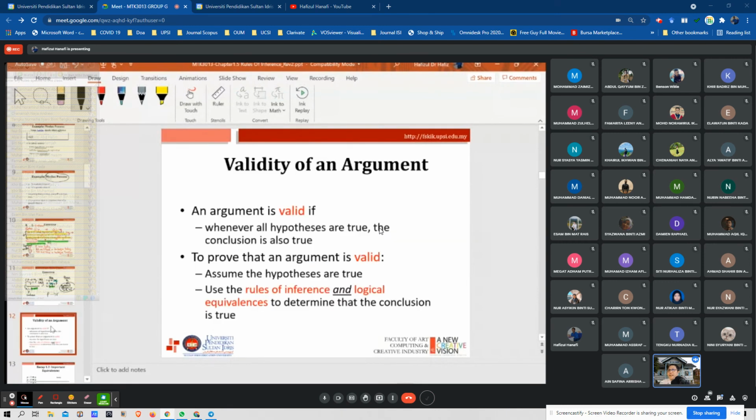For the validity of an argument, an argument is valid if whenever all hypotheses are true, the conclusion is also true. Make sure you have a hypothesis and conclusion, and this one is true. To prove that an argument is valid, assume the hypotheses are true, and then use the rules of inference and logical equivalences to determine that the conclusion is true. There are two ways here: rules of inference and logical equivalences.